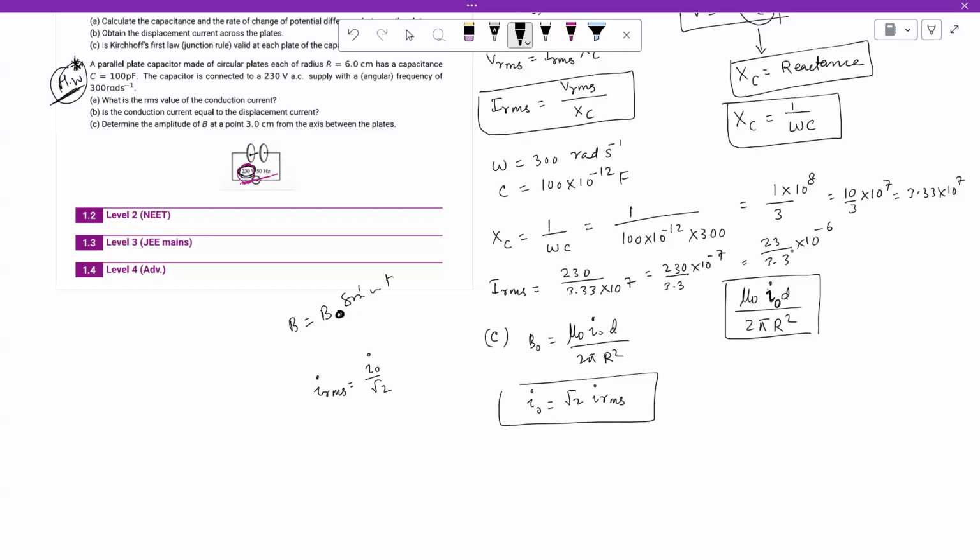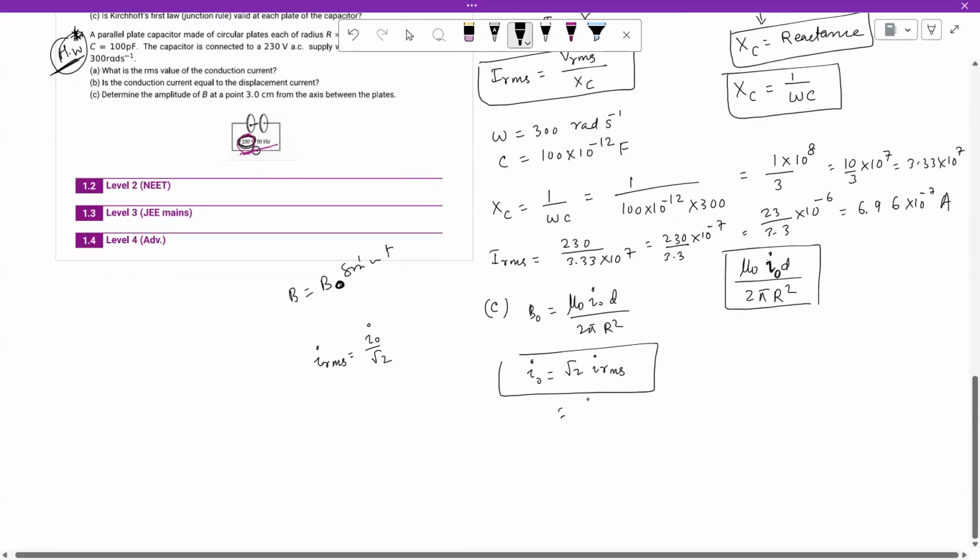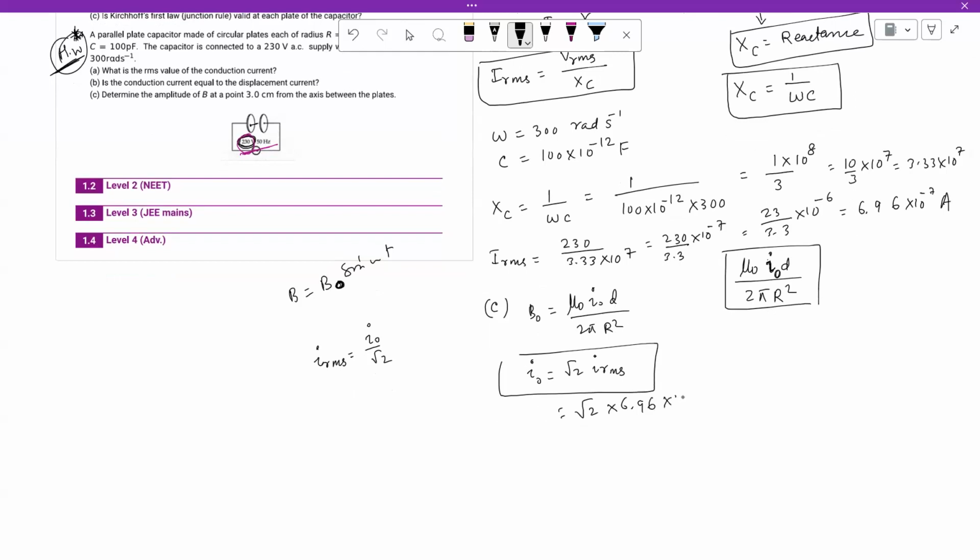This is 23 divided by 3.3, 6.9. So this is 6.96 into 10 to the power minus 7 ampere. So this would be root 2 into 6.96 into 10 to the power minus 7, into 1.41. So this is 9.85 into 10 to the power minus 7. So we know this value.